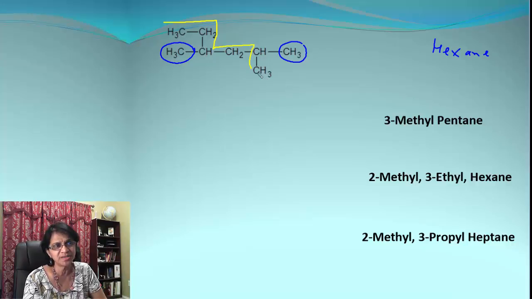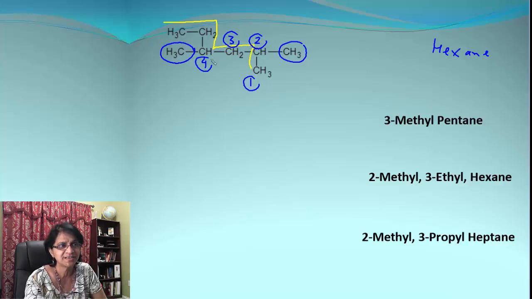How about beginning from this side? If I do 1 here, that will be 2, and 2 is of course smaller than 3. So I'm going to continue and number it as 1, 2, 3. This is 4, this is 5, and that will be 6.